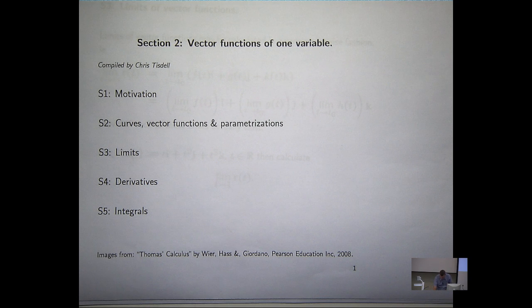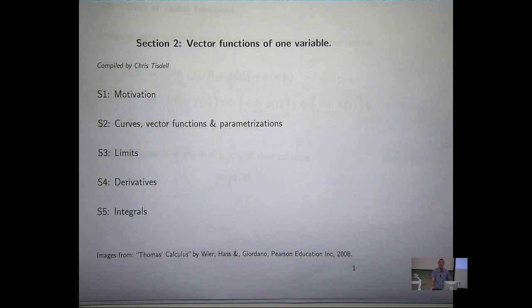All right, so what are we going to talk about today? Well, yesterday we looked at vector functions and their graphs, so curves, and how to parameterize them or describe them. Parameterize is just a fancy way to, say, mathematically describe a curve. Today we're going to move on to limits.